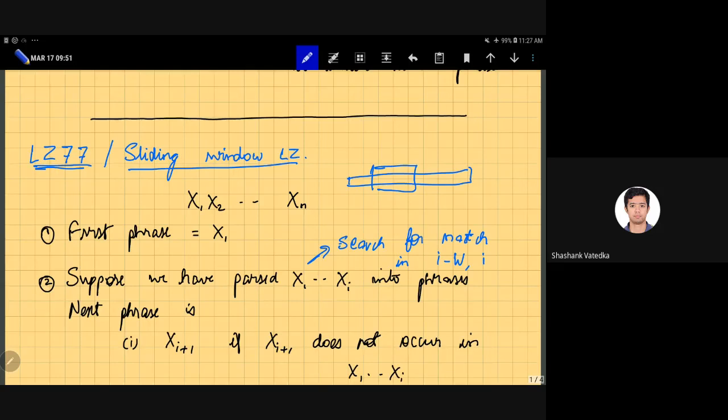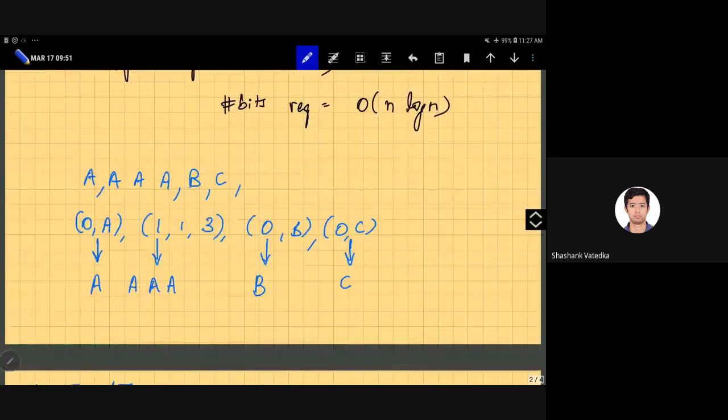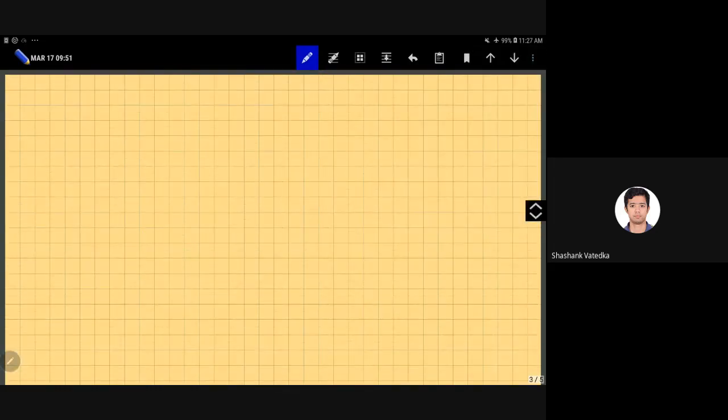Okay, so I see a question regarding the previous one. So let me take this example once again. Or let's take another example. Let us say that the sequence that I want to parse is this: ABC, ABC, ABC, ABC. Okay, so to parse this, I use the following modified rule.